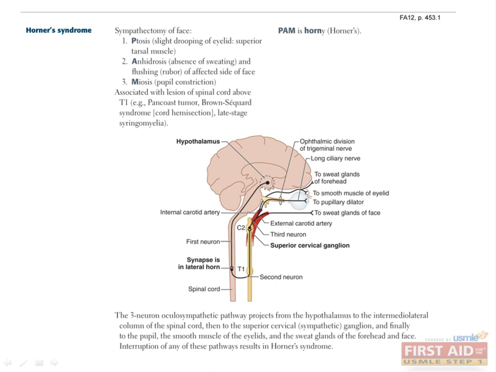Thus, any lesion affecting the brainstem, such as an infarct, the thoracic spinal cord, such as trauma, the T1 and T2 nerve roots, for example a Pancoast tumor in the apex of the lung, something that affects the sympathetic chain, or even affecting the carotid plexus. Lesions in any of these various places can cause Horner syndrome, which again is ptosis, anhidrosis, and meiosis.